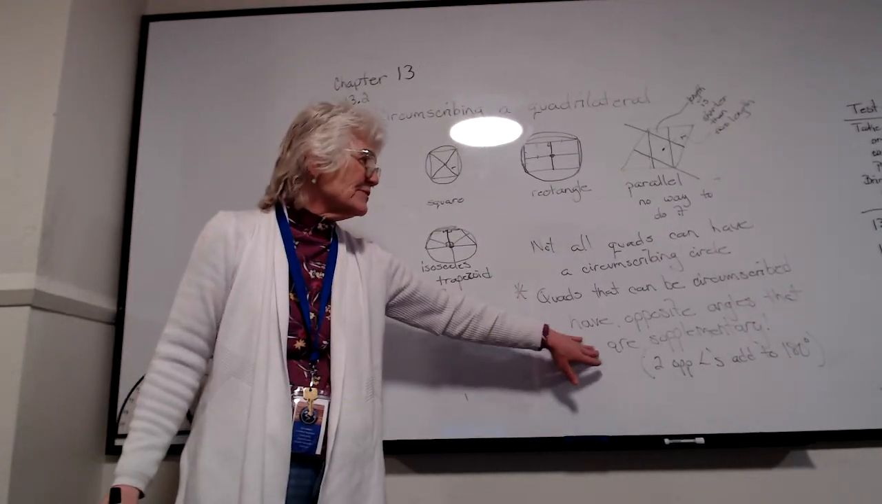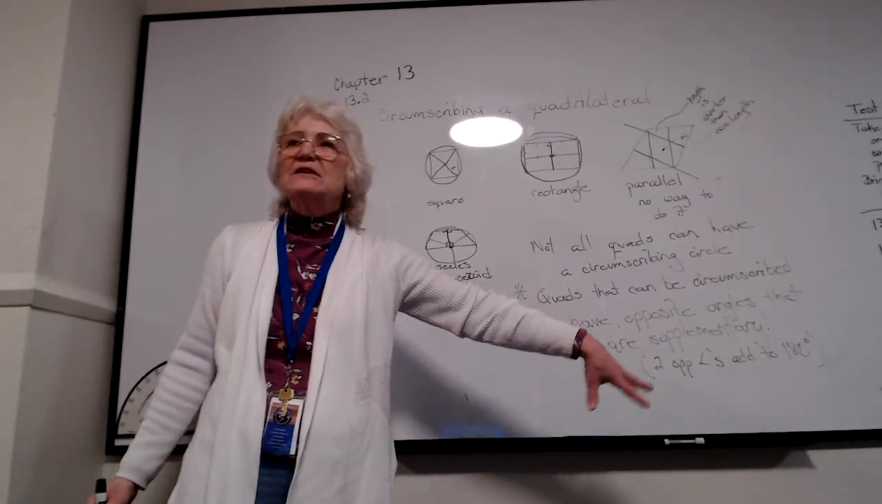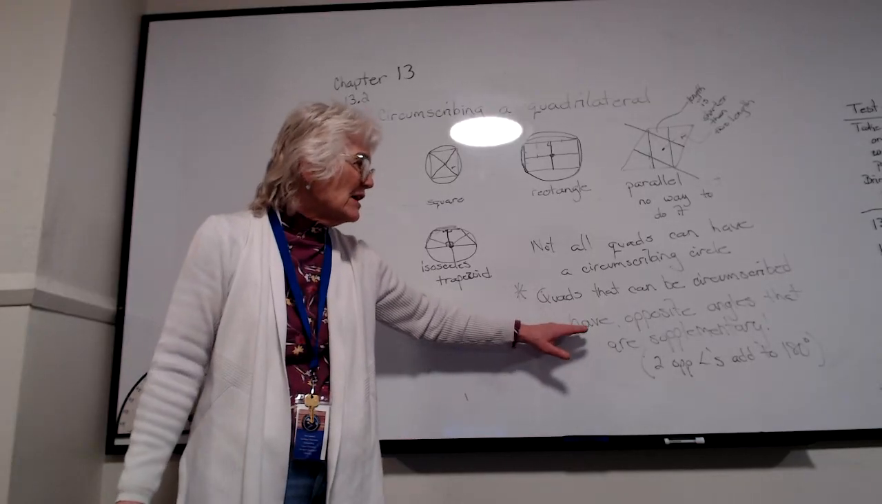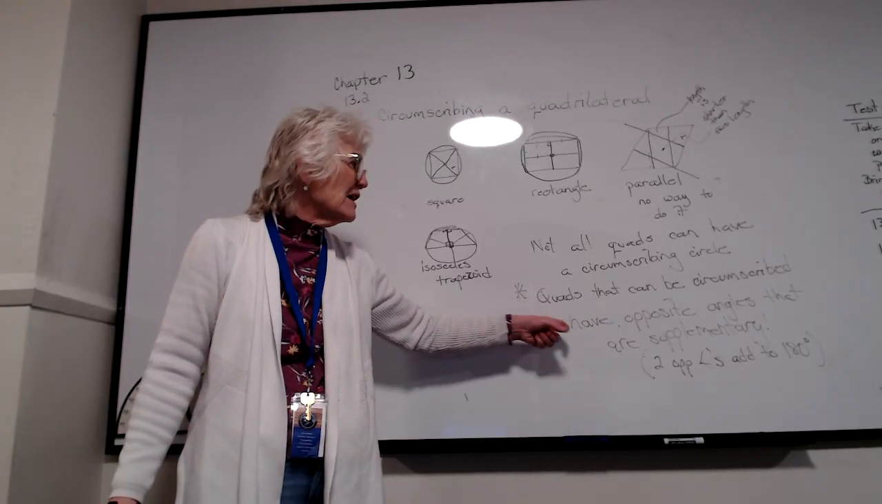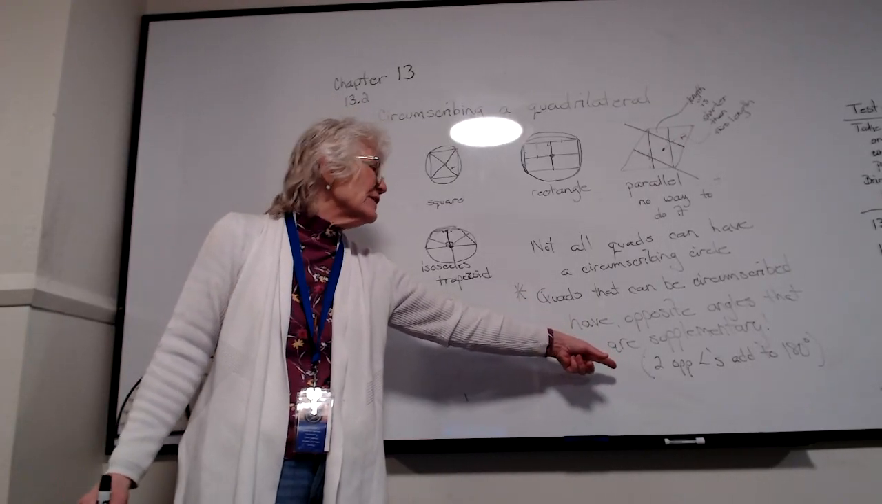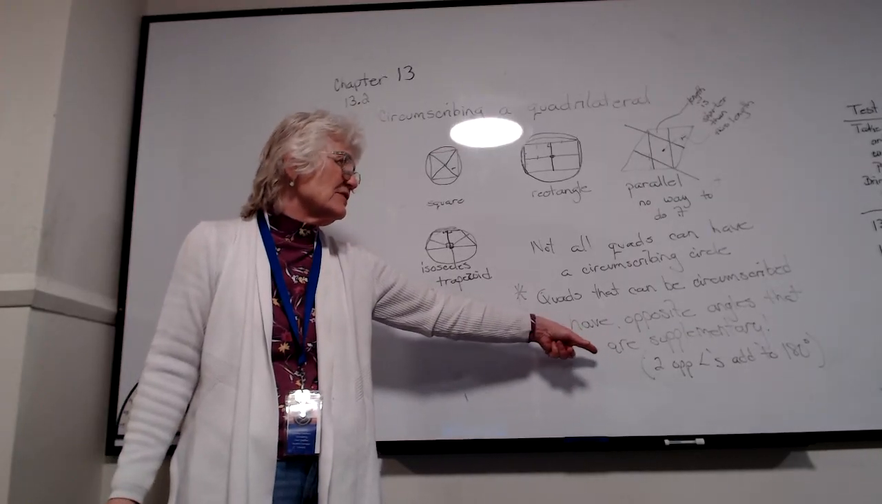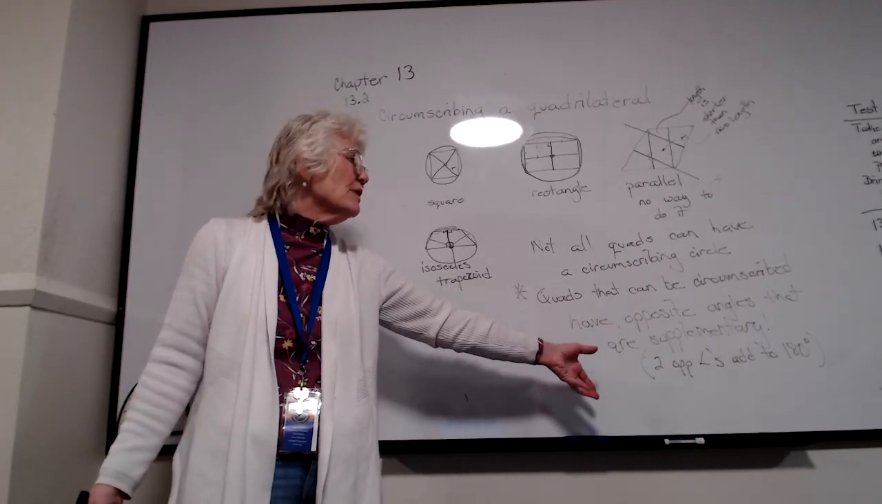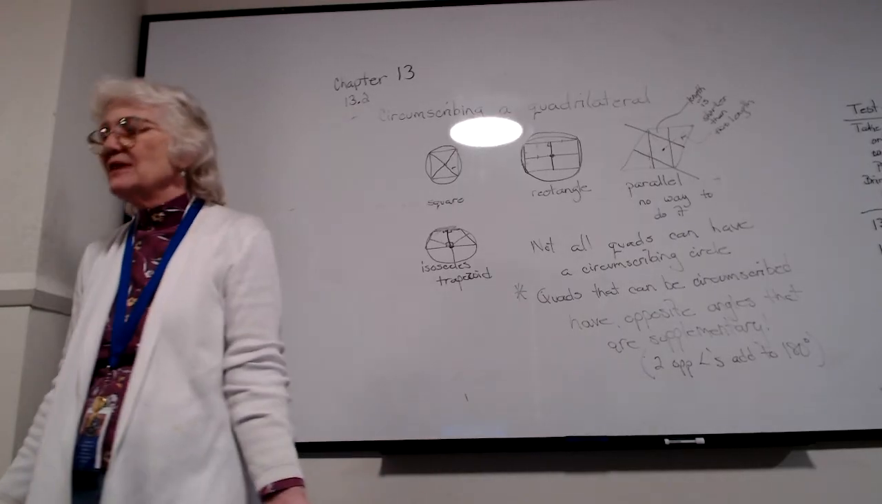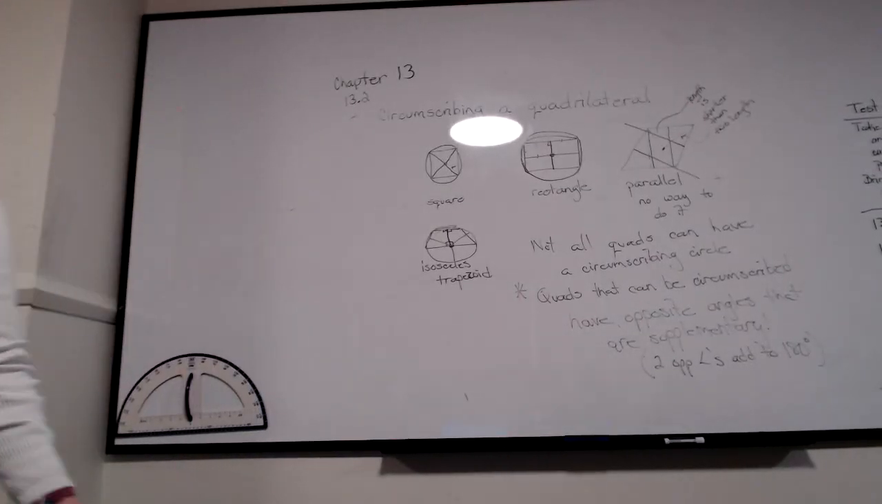Supplementary means the angles equal 180. These are the opposite angles. So in other words, another way of saying opposite angles that are supplementary is that the two opposite angles add to 180 degrees. Those are the only ones that can have a circle that goes around and connects every one of their vertices.